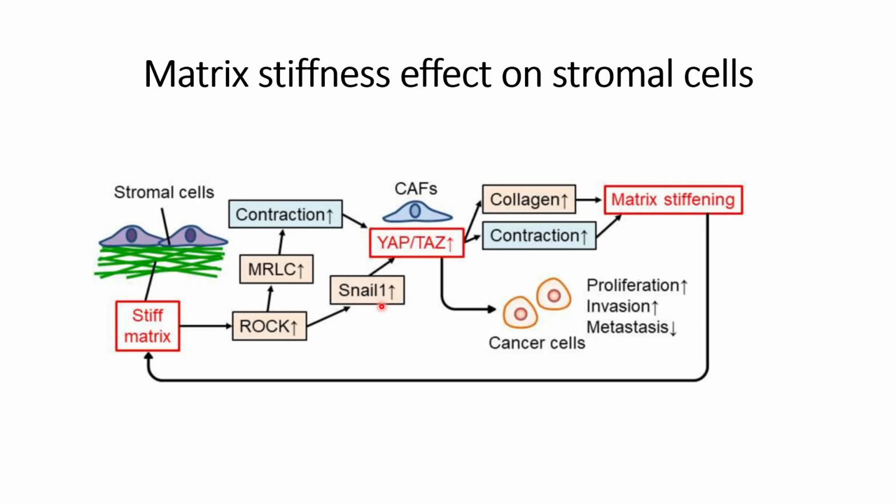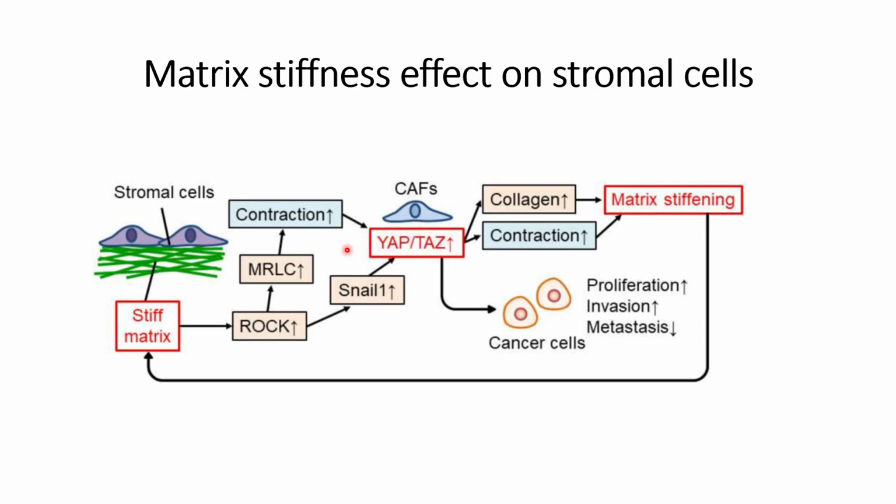Another thing that also contributes to this process is Snail-1. Snail-1 is a marker for EMT, that is epithelial to mesenchymal transition. So from this we can also get an idea that stiffness will trigger an increase in Snail-1, or it will promote EMT, this epithelial to mesenchymal transition. An increase in Snail-1 is a sign that cells are in epithelial to mesenchymal transition.